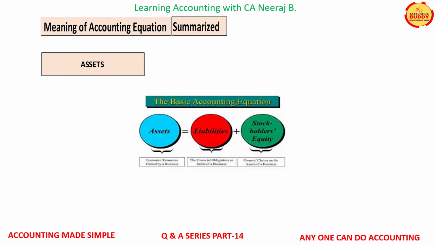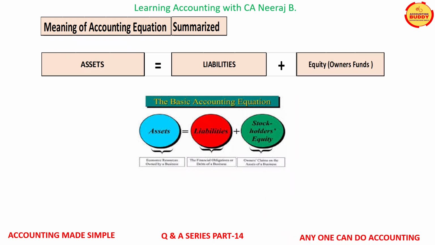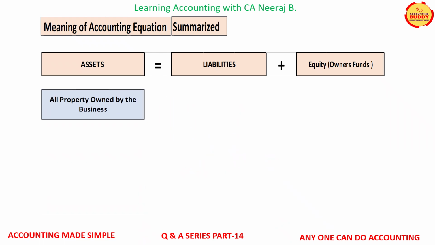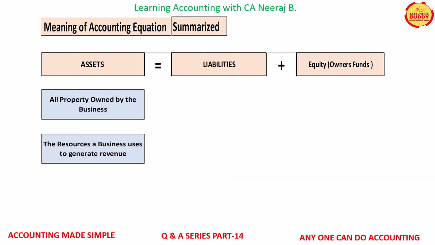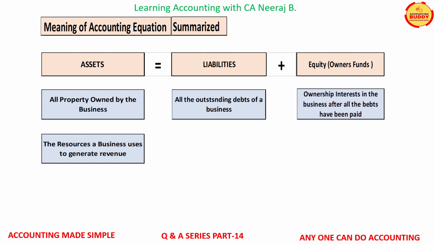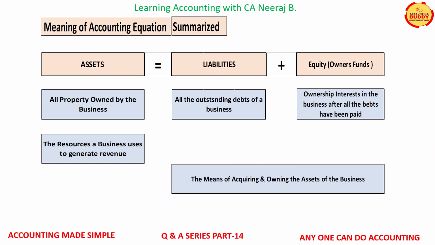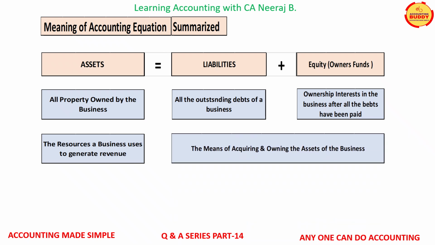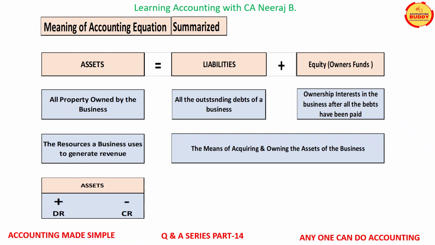Now, if we sum up, assets of the business are always equal to liabilities of the business plus the owner's equity. Assets are the property owned by the business. Assets are the resources a business uses to generate revenue. Liability are the outstanding debts of a business, while equity is the ownership interest in the business after all the liabilities have been paid. Both liabilities and owner's equity are the means of acquiring and owning the assets of the business.